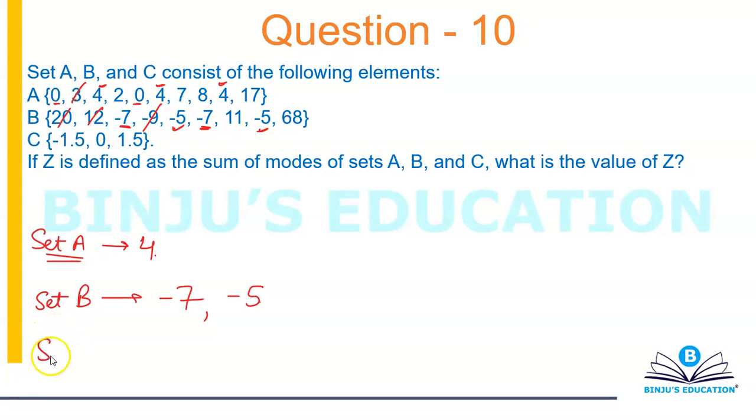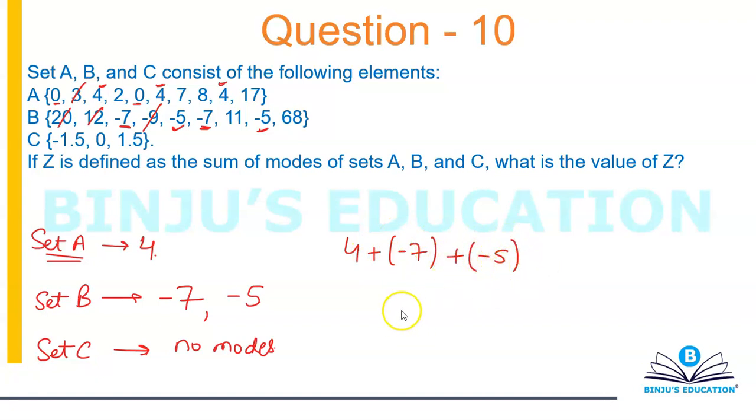And if you talk about set C, there are basically no modes in there, because there are 3 numbers and all of them occur only once. So Z is defined as the sum of modes of set A, B and C. Summing these numbers up, 4 plus minus 7 plus minus 5 gives you the answer of minus 8.